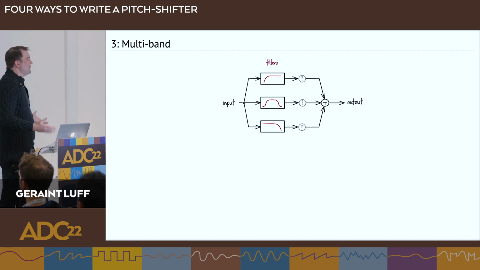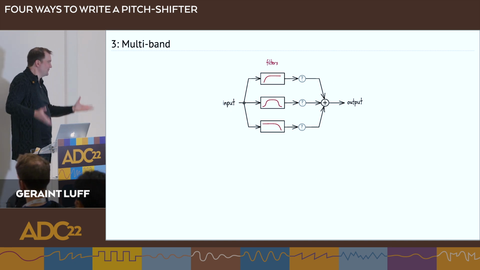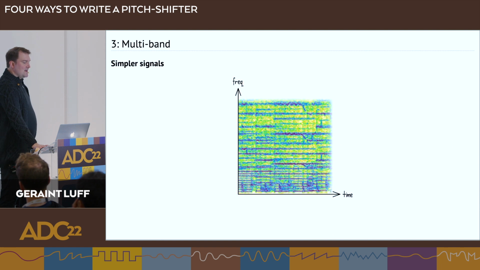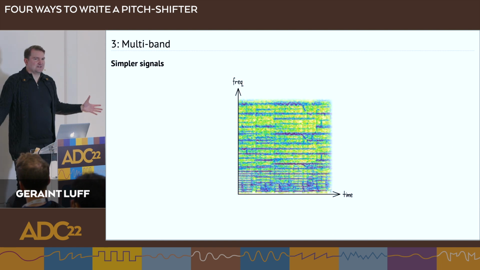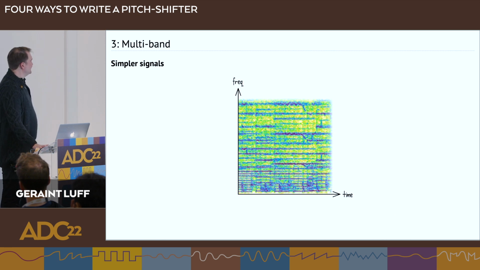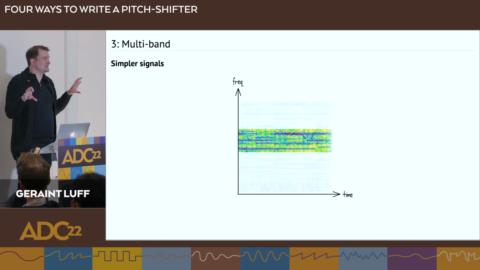But how does this help with time stretching or pitch shifting? Well, okay, the full waveform here is just quite complex. There's a lot going on. If you take a little slice of the spectrum, you only let through some of them, there's less information in our signal, right? It's a simpler signal.